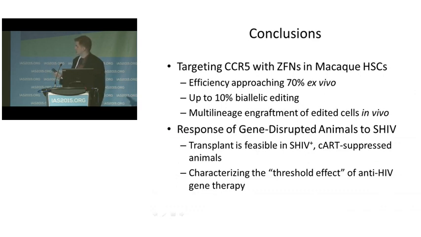In our most recent cohort of animals that we just transplanted a few weeks ago, we've just gotten data back that we're upwards of 80% at this point. So we're definitely improving with every animal that we do. Up to 10% biallelic editing is what we have right now, and multi-lineage and long-term engraftment of those cells is very clear from all the animals that we've done so far.